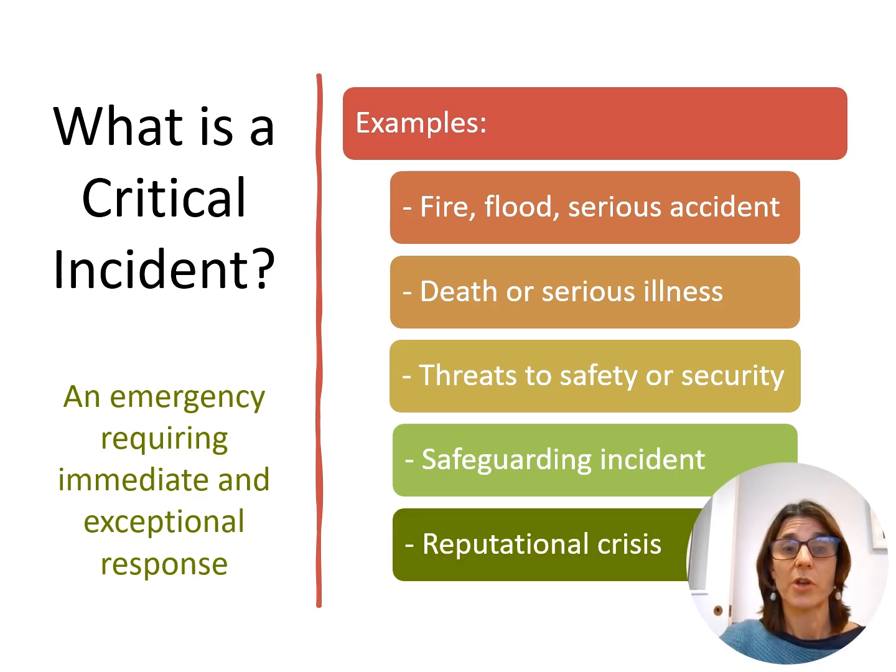Some examples: it could be a fire, flood or serious accident. It could be a death or serious illness. It could be a threat to safety or security, and that includes cyber security. It could be a safeguarding incident, or it could be a reputational crisis. That's an incident that can impact on how your organisation is perceived. So that could be a decline in public trust due to a scandal, or maybe a safeguarding allegation regarding a member of staff.